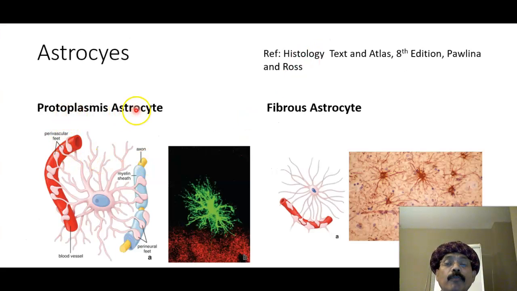Okay, this is the protoplasmic astrocyte, and it maintains the blood-brain barrier. It supports the neuron. That is the protoplasmic astrocyte. This is the fibrous astrocyte. This is the site from where most adult brain tumors develop.